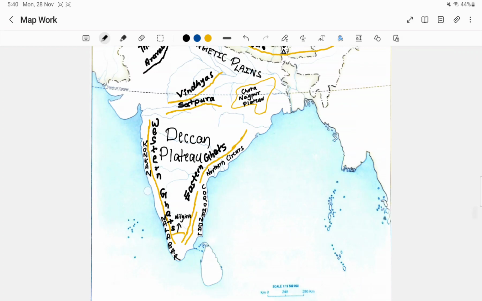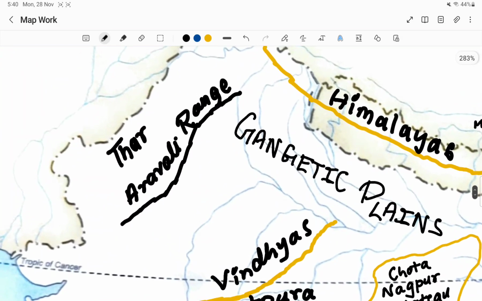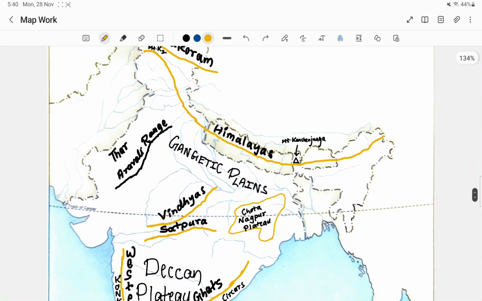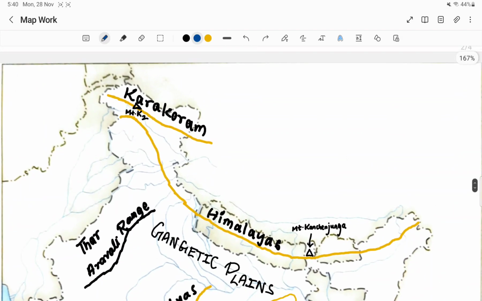Now after this comes the topic which we have already done, that is the only desert or Thar Desert. So here we have already marked it in our maps, that is the Thar Desert. So after this comes another very important topic, that is the major rivers. So let's just start marking the rivers now. So our first river will be the Indus River. So let's just mark the Indus River now.